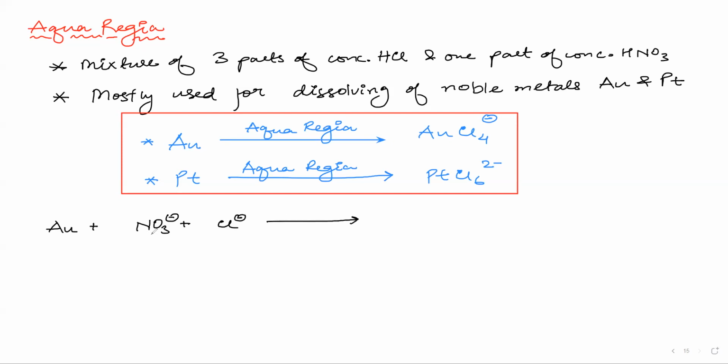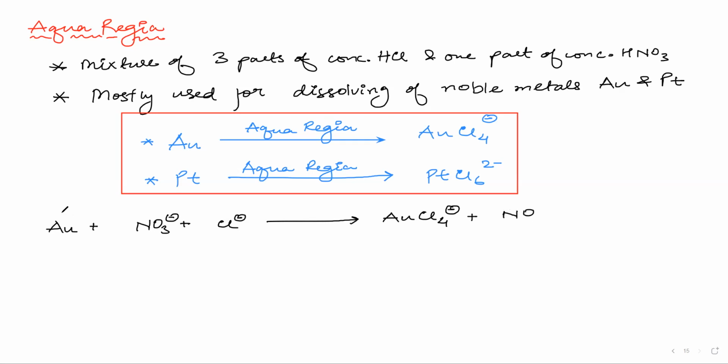See, as you can see, this NO3 negative will come from where? HNO3. The Cl negative will come from where? HCl. So from this you will identify that this is aqua regia. Okay, now you can easily make up the product. This will be AuCl4 negative, plus you will get NO, nitrogen oxide.